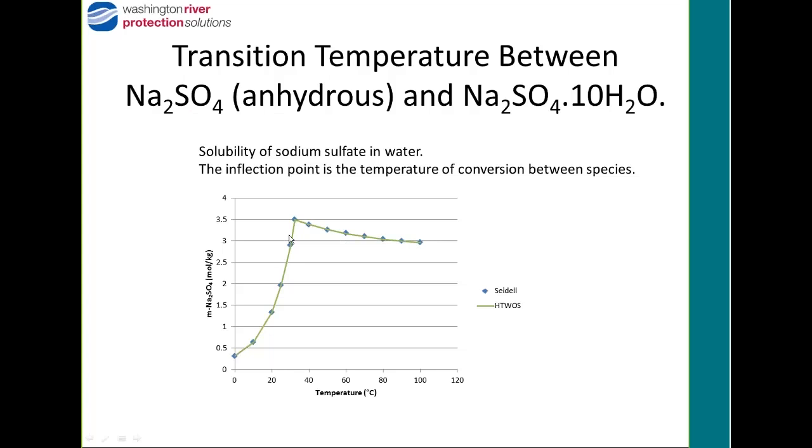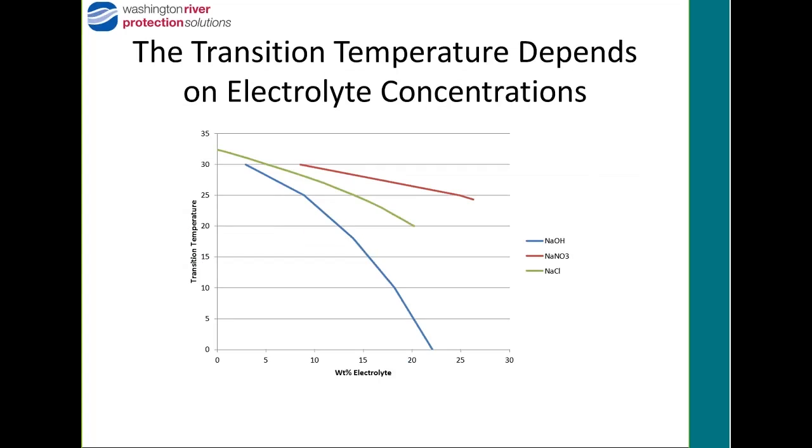So in pure water, you have a well-defined transition temperature, and if you knew that you were below the transition temperature, then you would not have to include the anhydrous sodium sulfate in your model. If you knew you were above the transition temperature, you knew you would not have to include this component in your model, and that would make your model simpler and much easier to solve. One of the complexities, though, is when you have electrolytes in the system, that transition temperature changes.